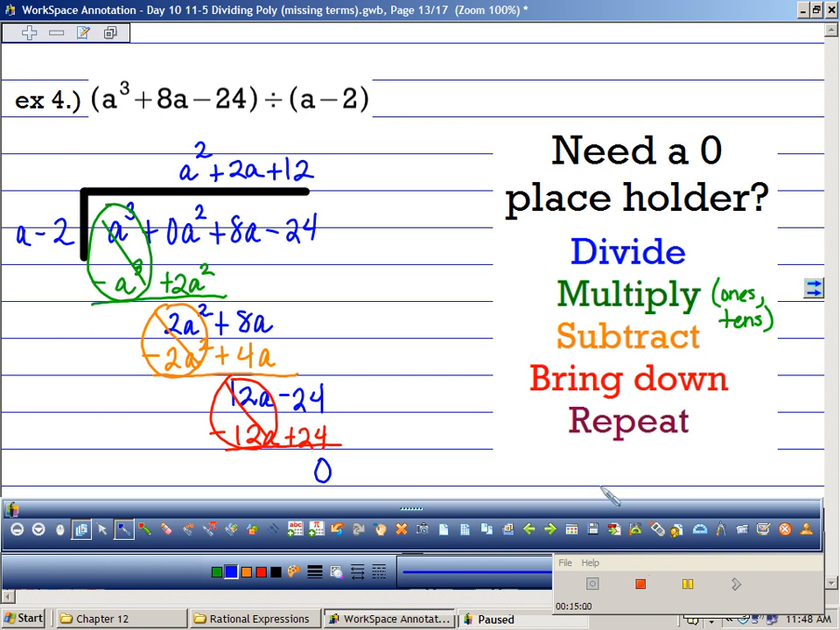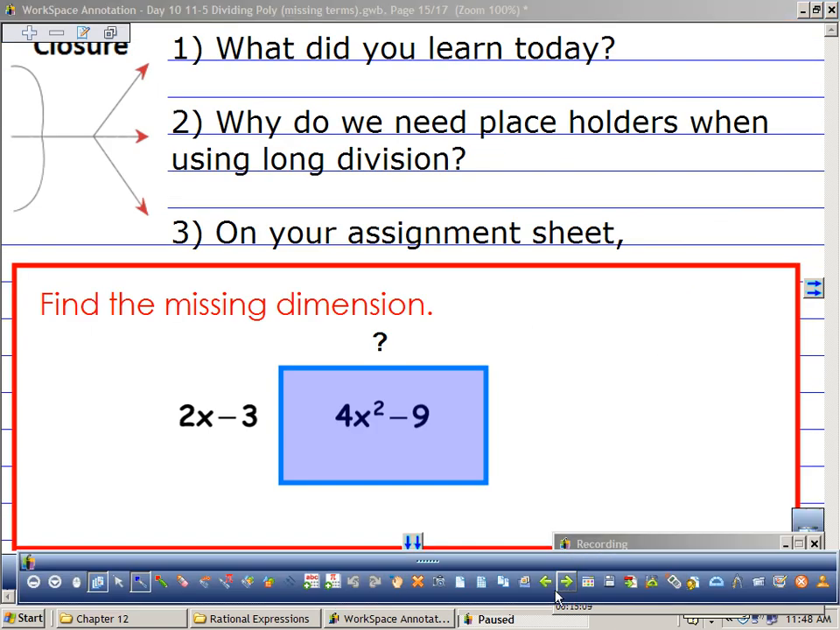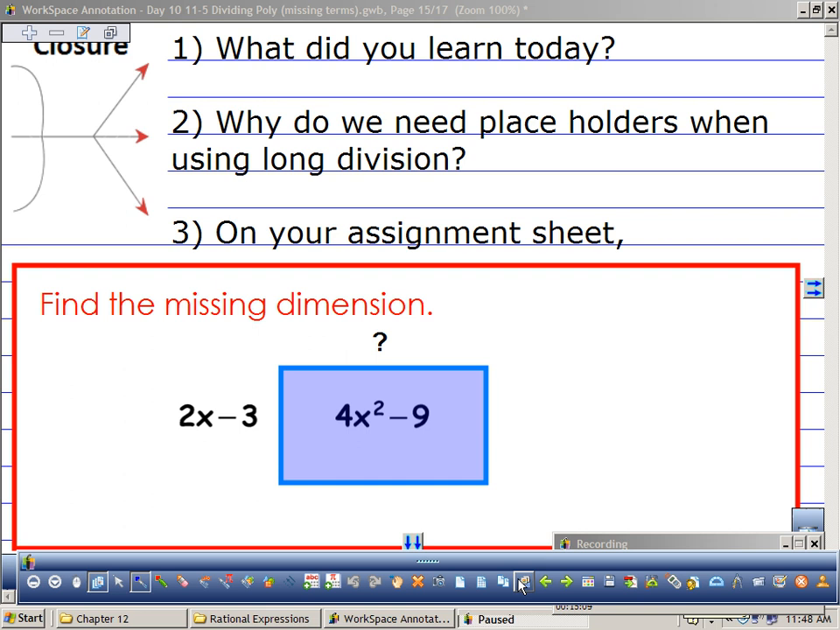Closing thought? That would really help me to understand it. Alright. We'll go over it. 5, 4, 3, 2, 1, freeze! What did you learn today? Finding missing terms. We're adding it in there. Why do we need placeholders when using long division? Because you need placeholders when you've got zeros, right? When you've got thousands, you need a placeholder.